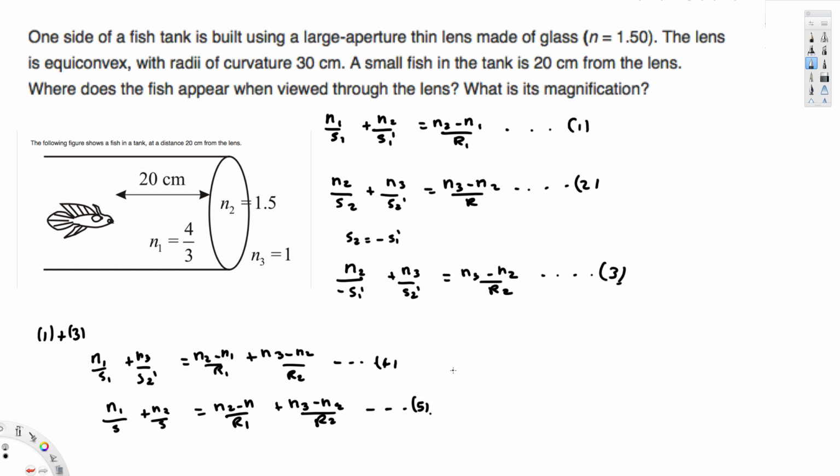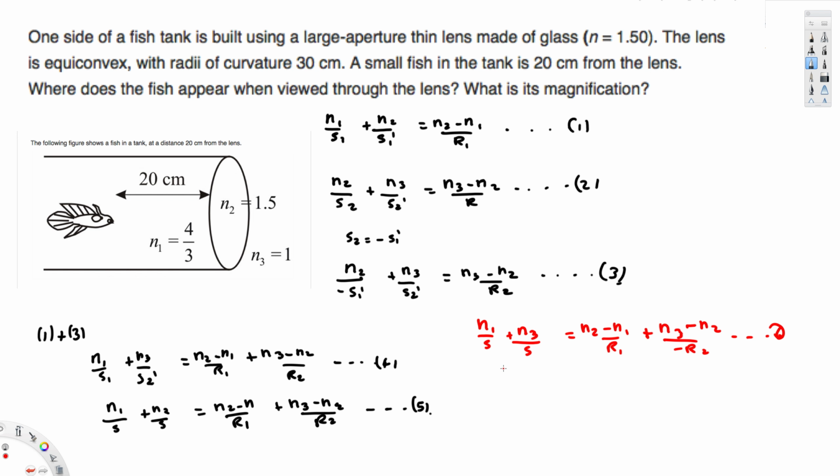Now we are going to apply the sign convention for the radii of curvature, and if you do that, that's going to become equation 6. Let's use a different color. So this is going to become n1 over s plus n3 over s prime is equal to n2 minus n1 over r1 plus n3 minus n2 over negative r2, and this is going to be our equation 6.